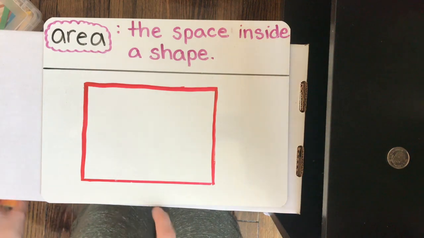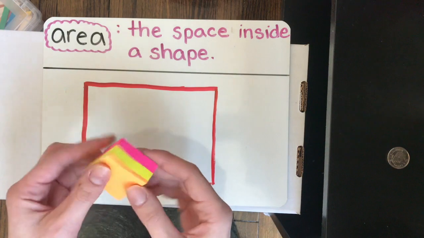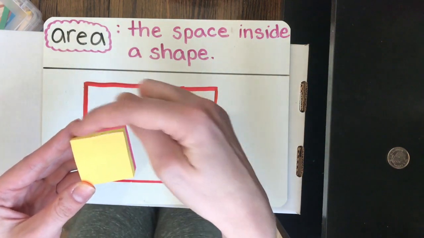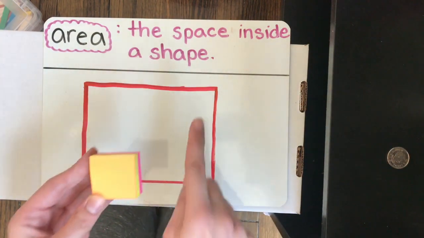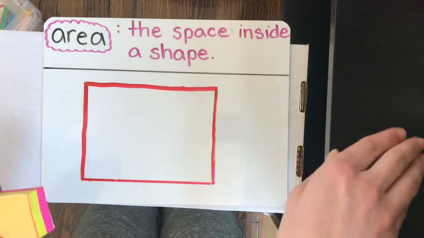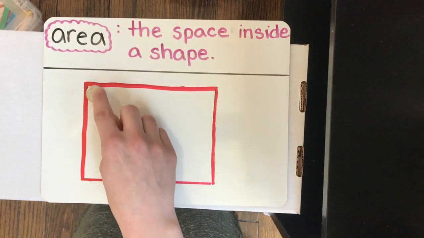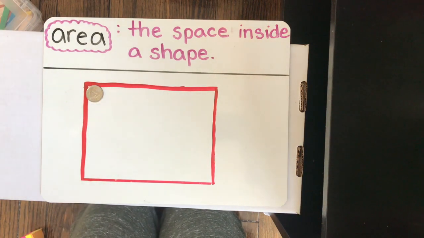To help Miss Hamilton measure this rectangle, I'm going to use some Post-it notes. And the reason that I chose Post-it notes is because I like that it has the same corners as my rectangle. I feel like this is going to fit very nicely in here. When I started to use my nickels, I noticed that I had lots of gaps and lots of space in between. Let me show you.